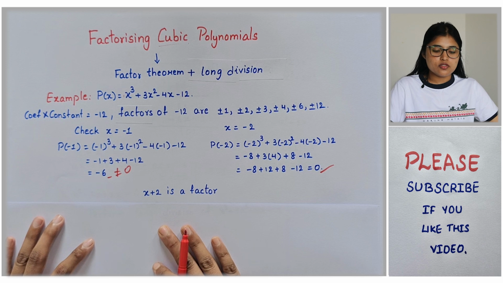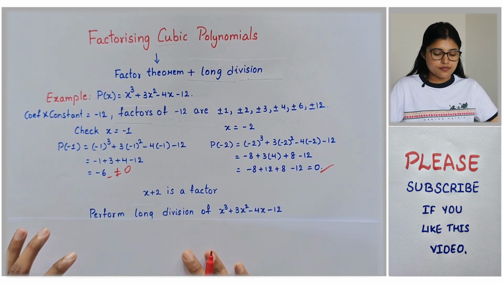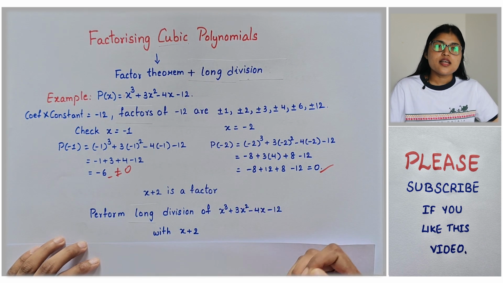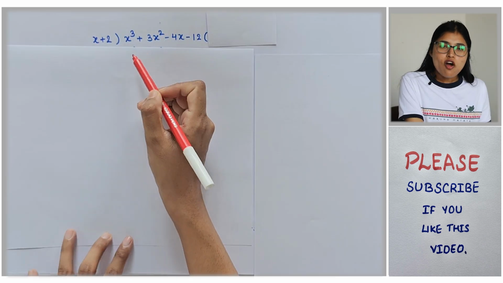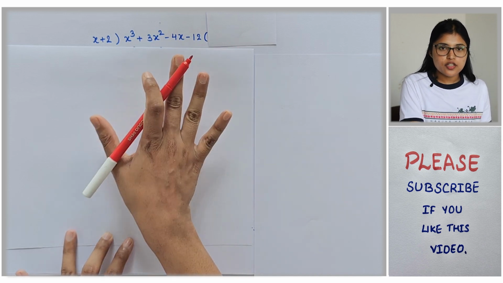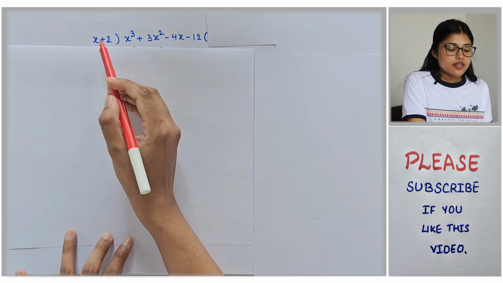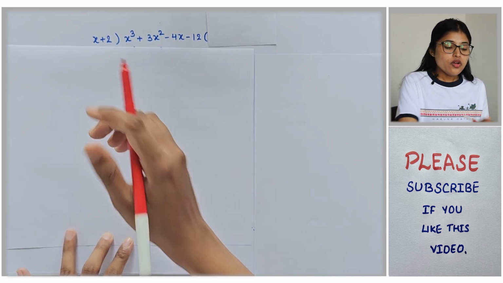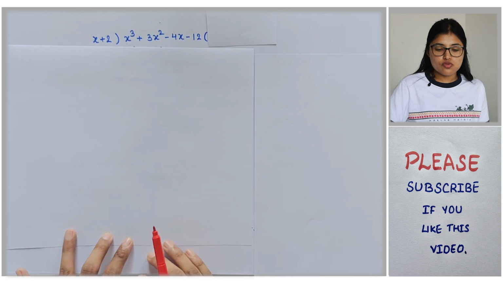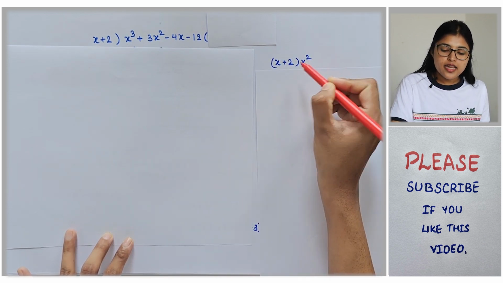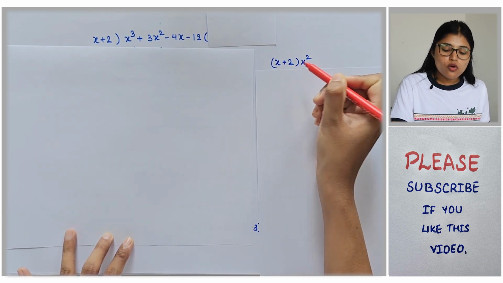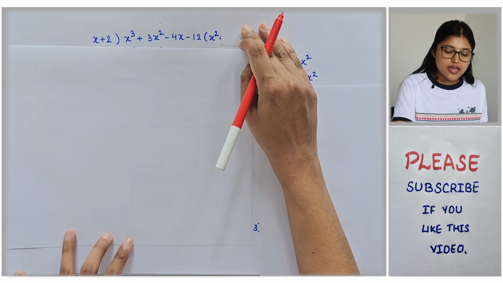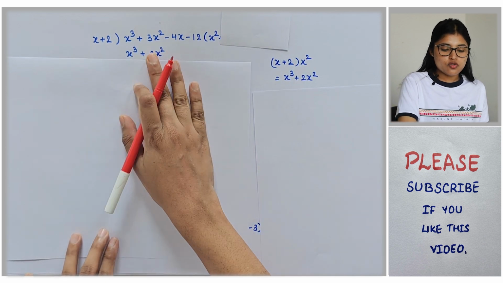After we know that x plus 2 is a factor, we perform long division. Performing long division of x cube plus 3x square minus 4x minus 12 with x plus 2. Let's see how to follow this process. This long division can be performed in a similar way that we do the regular long division. We just write x plus 2 here and see that here we need to get x cube. So check what you need to multiply to x plus 2 to get x cube. I know that I need to multiply x square, but I need to multiply it to whole x plus 2. That gives me x cube plus 2x square. So I write x square here and x cube plus 2x square here.